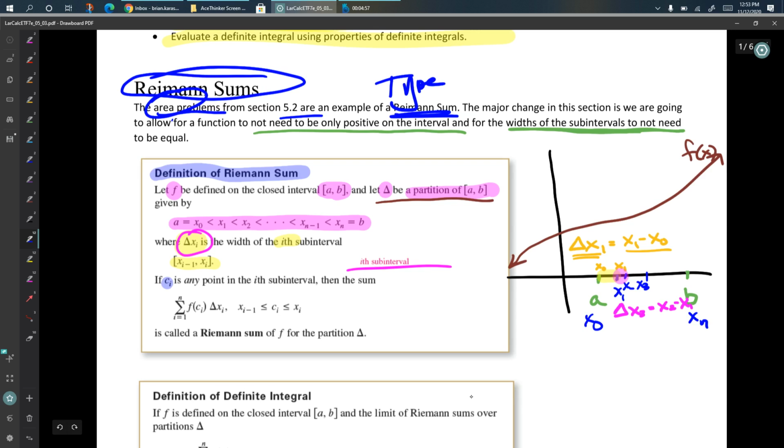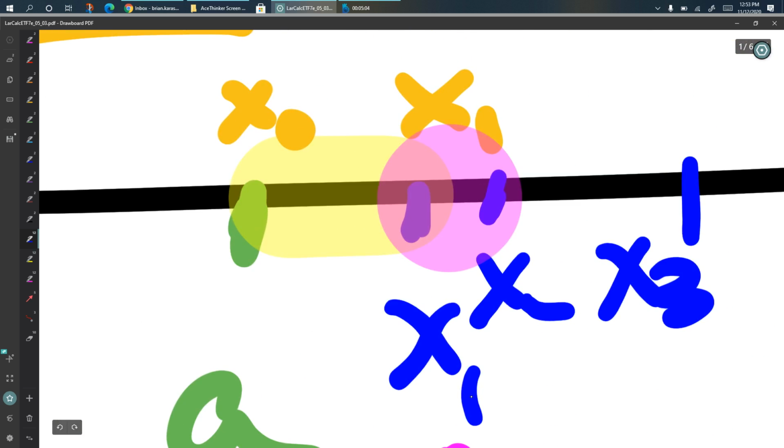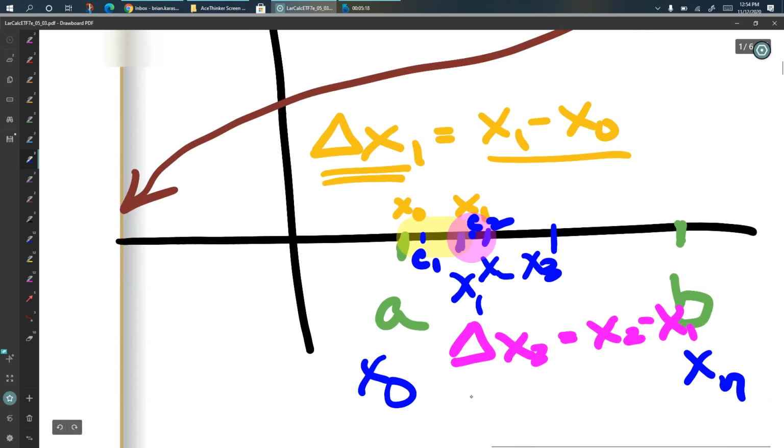Okay, then, man, this is getting rough. We're going to pick a value c sub i to be any point somewhere in that interval. So I'm going to zoom back in again. And so then we're going to say right here is c sub 1. And then right there is going to be c sub 2. That's the point c in the second interval.